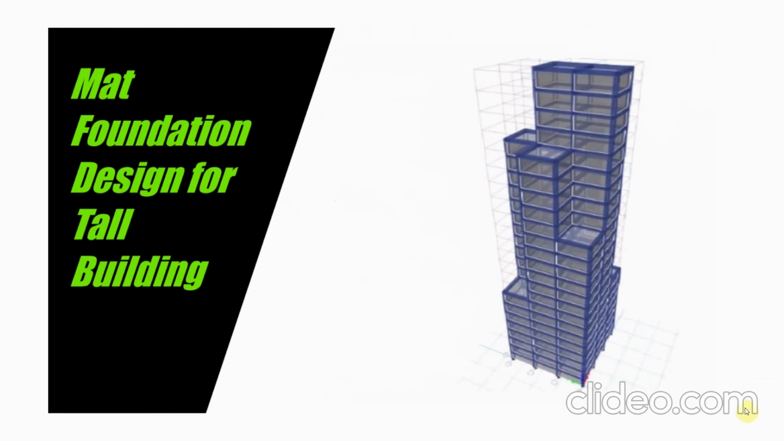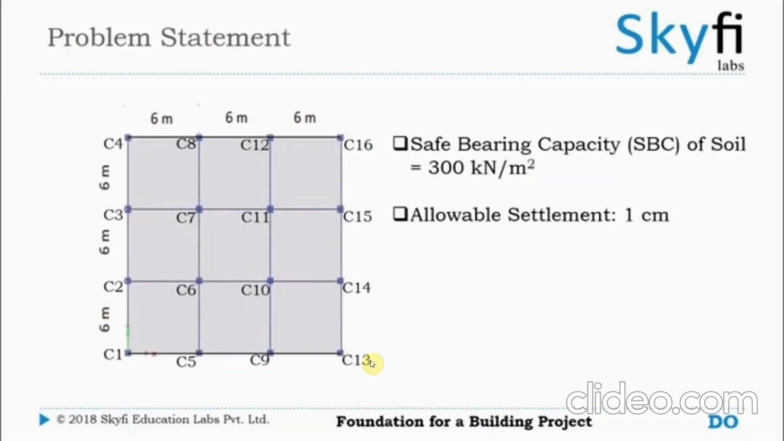Hello, I'm Jash. In this video, I will be designing a mat foundation for the tall building which I prepared in the previous video. The column layout at the base of the tall building is shown here. The safe bearing capacity of the soil is 300 kN per meter square and the allowable settlement is 1 centimeter.